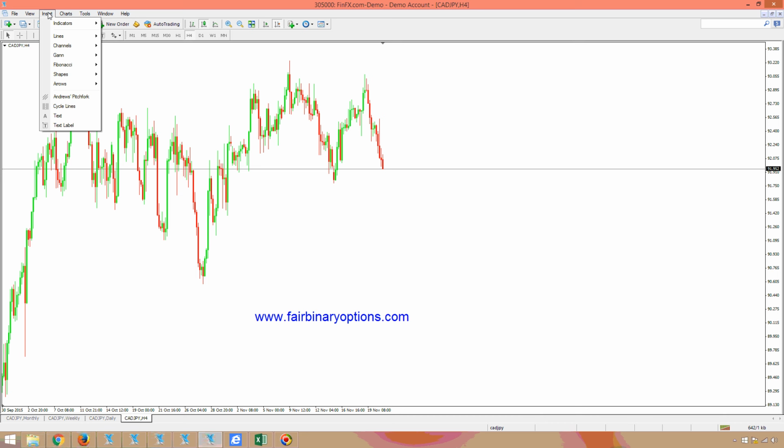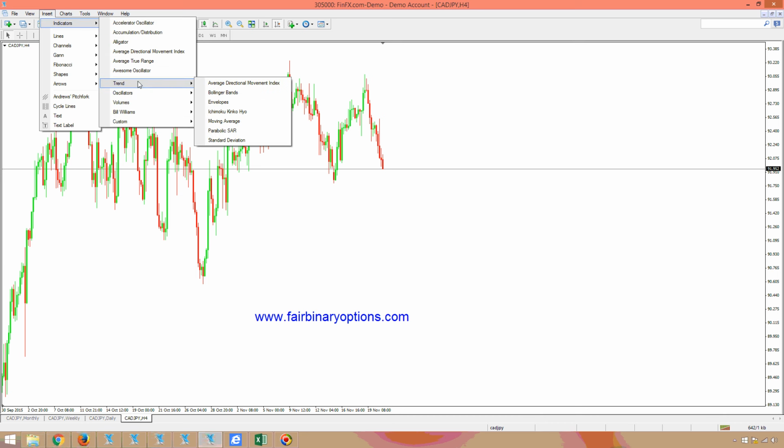So insert indicators. Under the indicators category you will have the trend indicators, the oscillators, and the Bill Williams indicators. So far we've covered the accelerator oscillator, the alligator, and this one is called the awesome oscillator. What's interesting about the awesome oscillator is that it resembles the accelerator one very much, and if you want, it has the same interpretation. Nevertheless, let's try to see what it means.